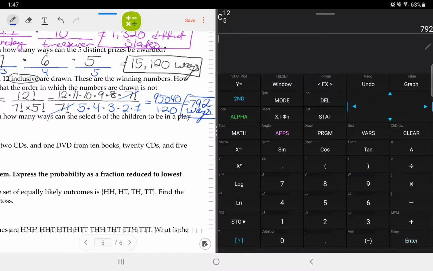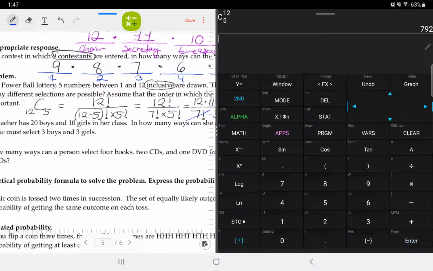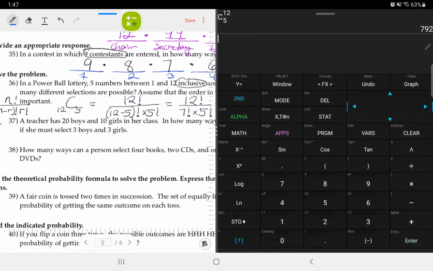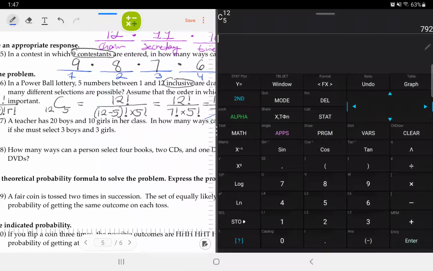We're going to do number 37 and 38 on the whiteboard, and then we'll go back to the calculator as need be.